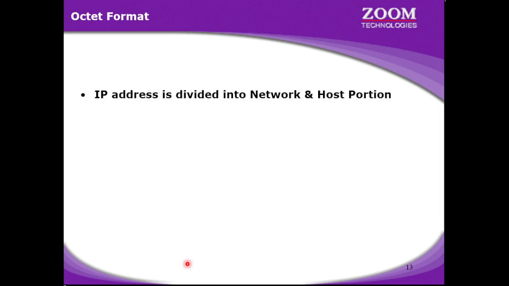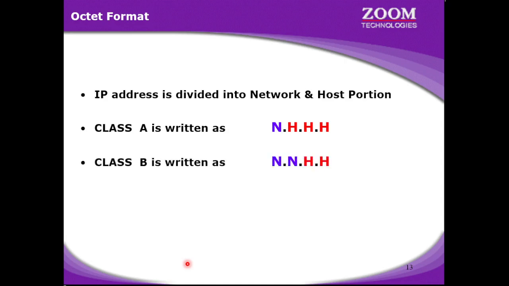So, yung octet format po natin, the IP address is divided into network and host portion. Okay? Network and host portion. So, Class A ay nakasulat as network.host.host.host. Okay? Class B is written as network.network.host.host. And Class C is written as network.network.network.host. So, ano po yung ibig sabihin niyan?